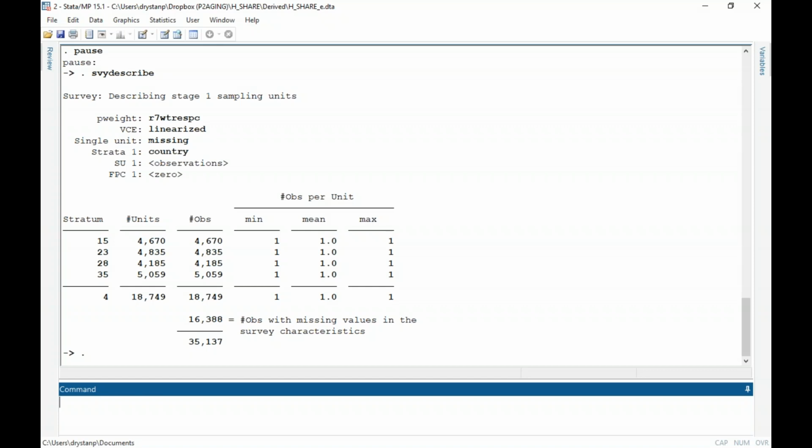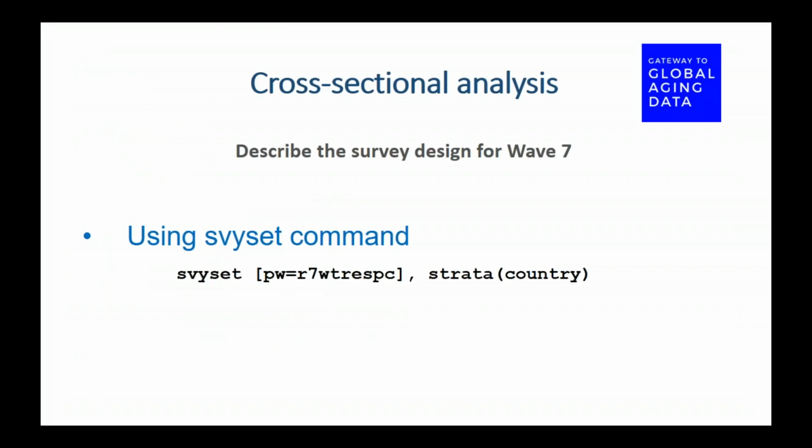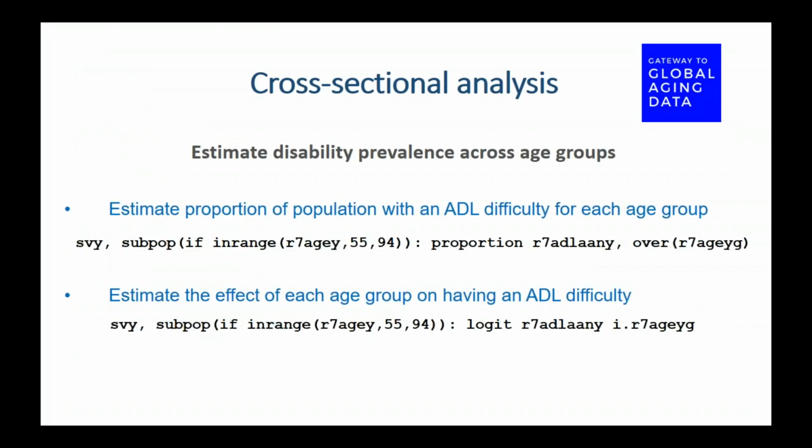As I mentioned, there's more information both on the Gateway to Global Aging data and on the SHARE website if you want to specify more about the particular stratification and clustering that's used inside of a country. But for our simple analysis, we're just going to be using this. So let's estimate some things now.